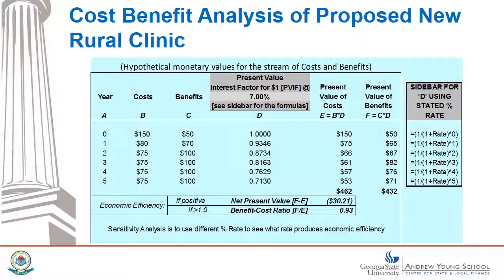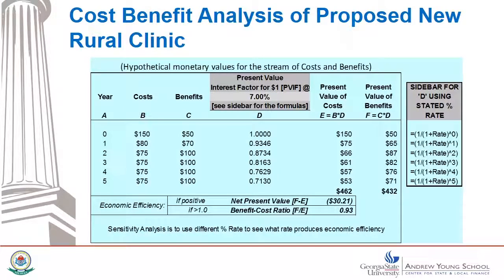Column F is the product of multiplying benefits times the present value interest factor. That means multiplying column C times column D. Again, the results show that the 50 of costs in year 0 need not be discounted. The 432 sum of column F represents the sum of the present value of all benefits.